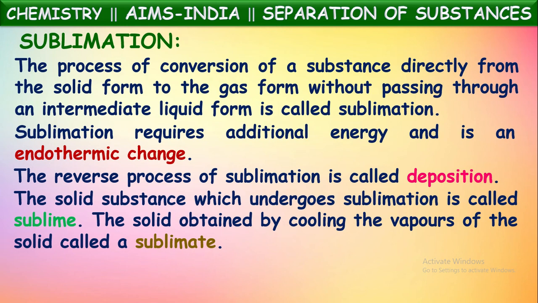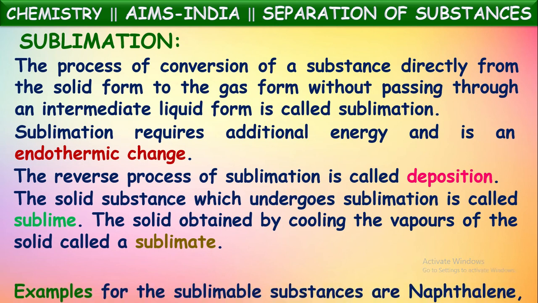Okay. The solid substances which undergo sublimation are called sublime or sublimable substances. The solid obtained by cooling the vapors of this solid is called sublimate. The solid substance which converts into gaseous form is called sublime, and the solid substance obtained by the deposition process is called sublimate. Okay, there are different terms used in this.